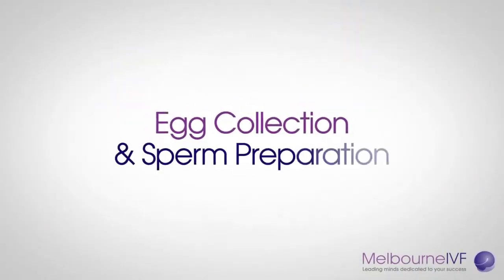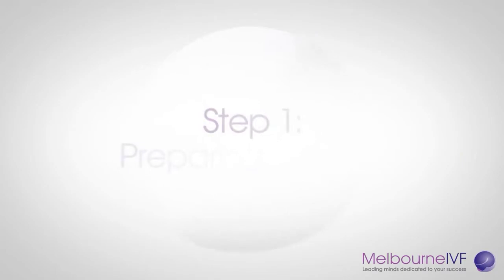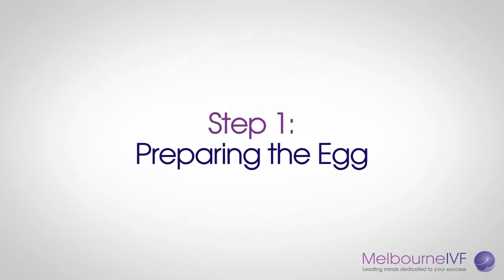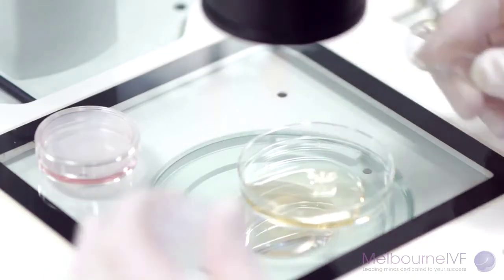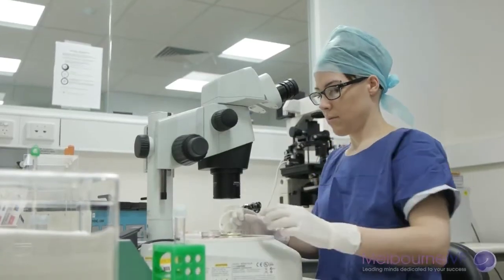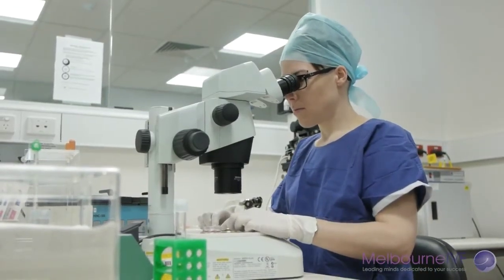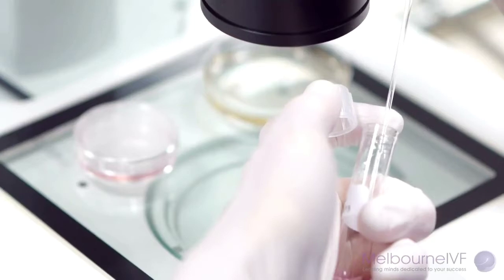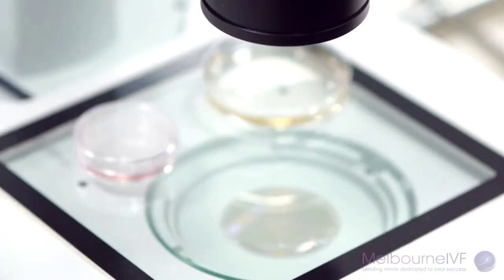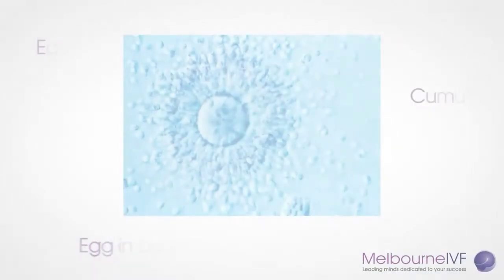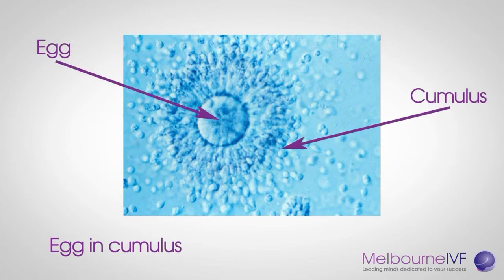Egg collection and sperm preparation. Step 1. Preparing the egg. For the egg collection, fluid from the ovary called follicular fluid is removed and examined by the embryologist, who isolates the mature eggs, only about 1/10 of a millimetre in diameter. The embryologist identifies the eggs by a large mass of cells and material called cumulus, which surrounds the egg during ovulation.